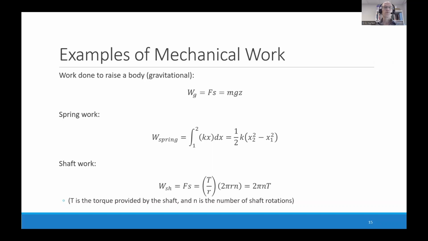Similarly, the work done to compress or extend a spring is equal to W spring equals 1/2 k times x2 squared minus x1 squared. For the shaft work, the force is the torque T divided by the radius of the shaft, while the displacement is the distance around the shaft, 2 pi r, times the number of turns, n. Therefore, the shaft work becomes W shaft equals 2 pi n T.